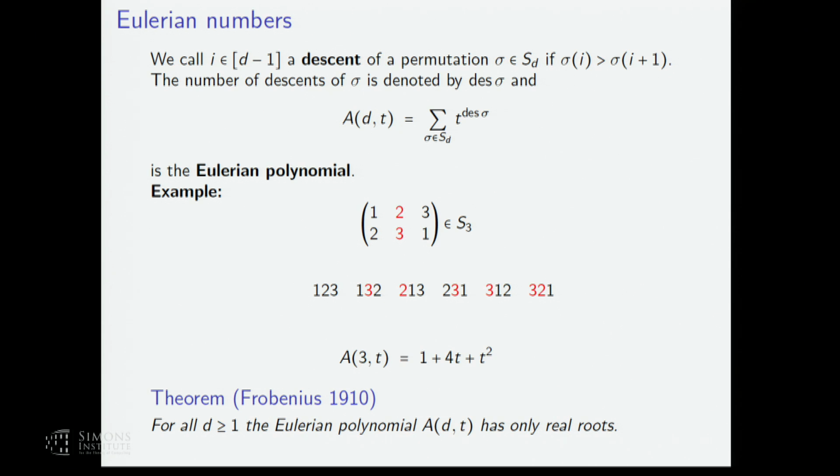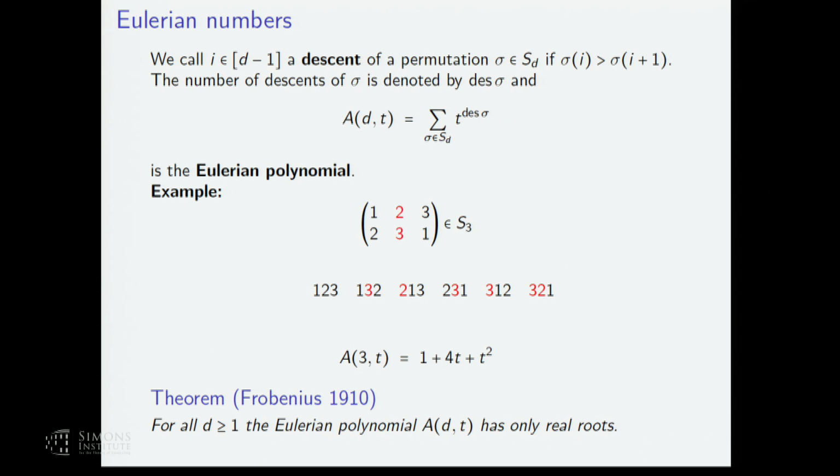In this example, we have 6 permutations on 3 letters. Here I only wrote down the second line, and I marked the positions of the descents in red. Then we see we have 1 permutation with 0 descents, 4 permutations with 1 descent, and 1 permutation with 2 descents. These Eulerian polynomials appear very often in combinatorics, and they are known to be real-rooted. There is a variety of proofs, and apparently it was already known to Frobenius that this has only real roots.